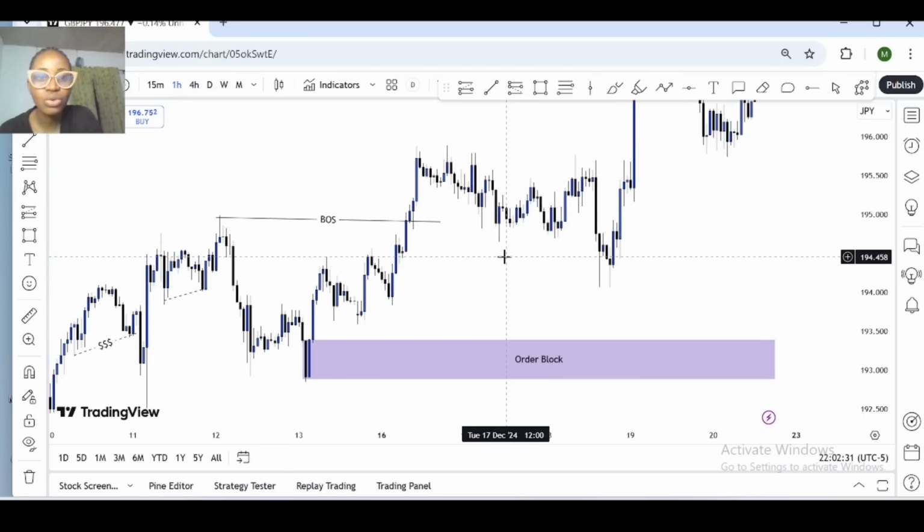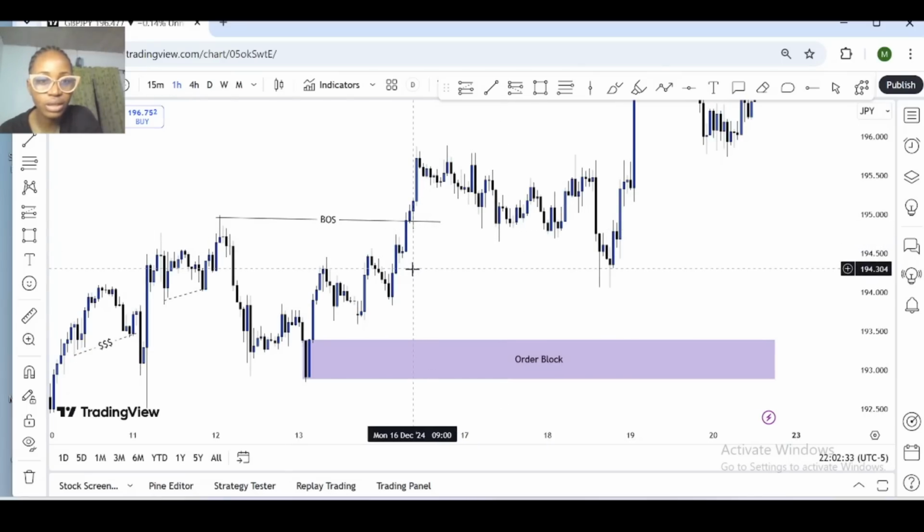Okay, so the next thing I want to see is price dropping all the way down to this zone, and I also want to see a liquidity grab. Now if you look at this point here, you also see that there is a bearish candle here before this massive push to the upside. I will also consider this point as my point of interest here.